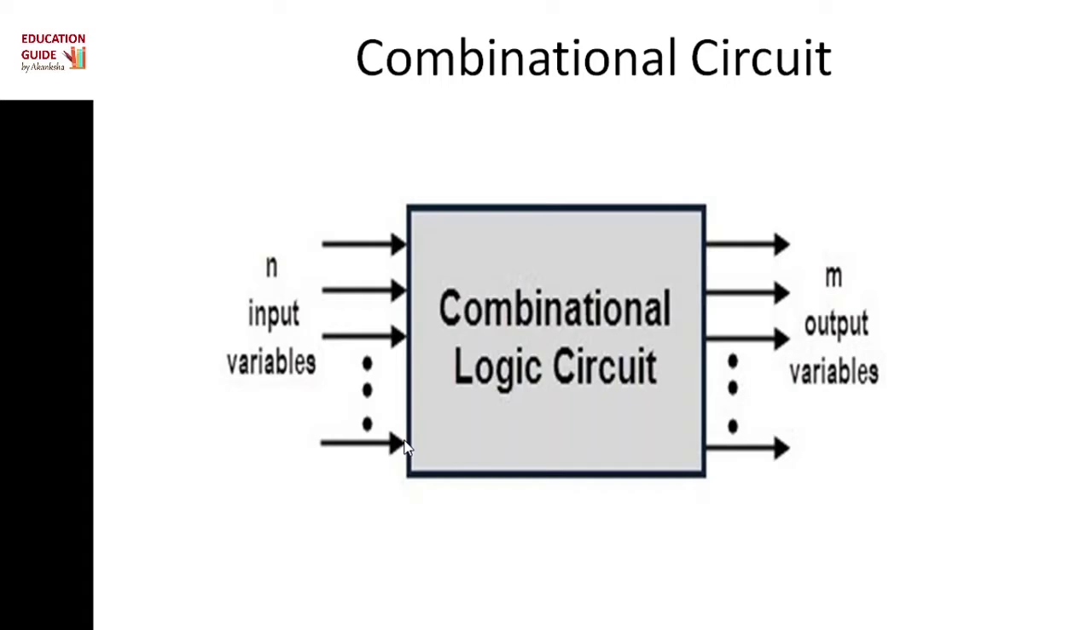The output of combinational circuit depends on present input only. The combinational circuit performs a specific information processing operation fully specified logically by a set of Boolean functions. The combinational circuit consists of input variables, logic gates and output variables. The block diagram of combinational circuit is shown in figure. The n input binary variables come from an external source and m output variables go to the external destination.